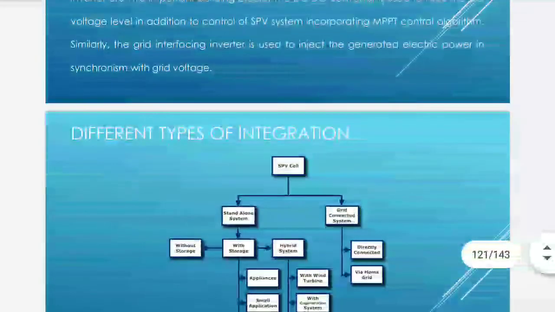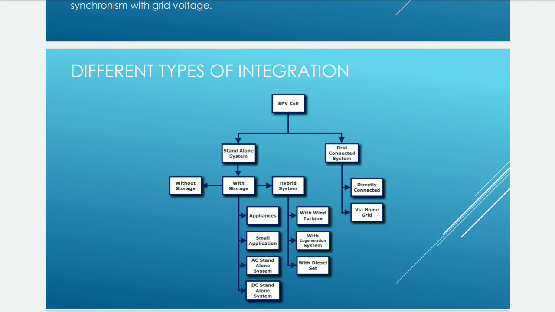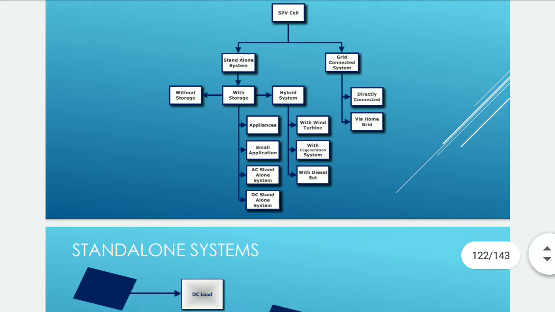Different types of integration of SPV cells: standalone system, grid connected system, directly connected system via home grid. Standalone systems: without storage, with storage; hybrid, with storage; appliances, small applications, AC standalone system, DC standalone system; hybrid with wind turbines, with the cogeneration system with the diesel set.